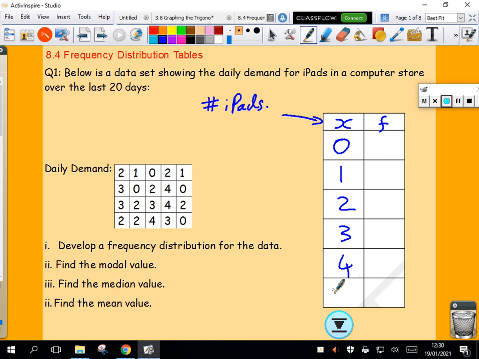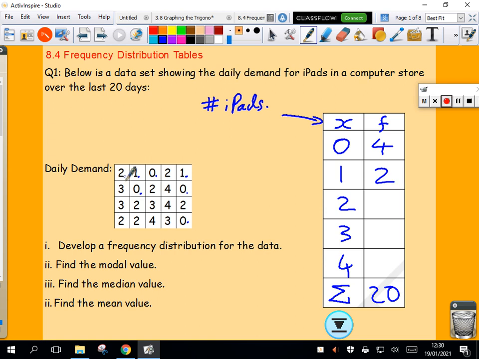One thing I might do at the end is put in this sign here. This just means the total sum of the frequencies, which should add up to 20 if I have this correct, because there are 20 different days and we're going to count up all the things. Looking at the zeros, there are 4 zeros in here. So on 4 days there were 0 iPads sold in this store. If we look at the ones, there are 2. On 2 days there was 1 iPad sold.